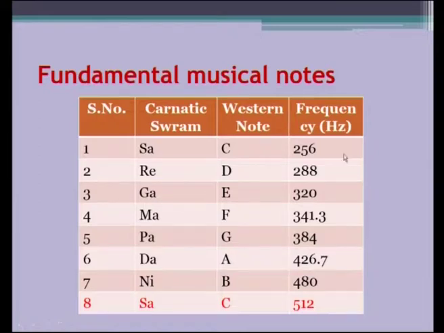And what about their frequencies? One typical set is shown here: 256, 288, 320, 341.3, 384, 426.7 and 480 hertz respectively for each note starting from C up to B. This is how the sound is produced, and each has a different frequency. The values shown here are for one octave. Like that, several octaves will come.